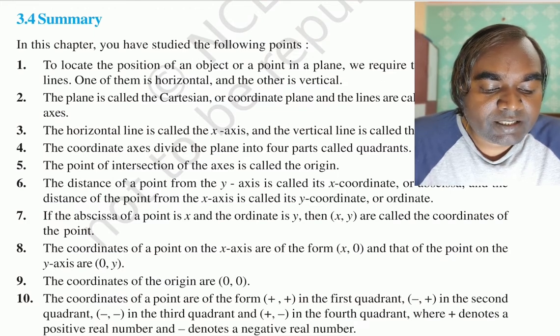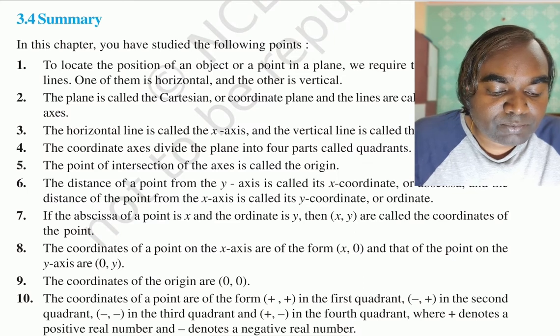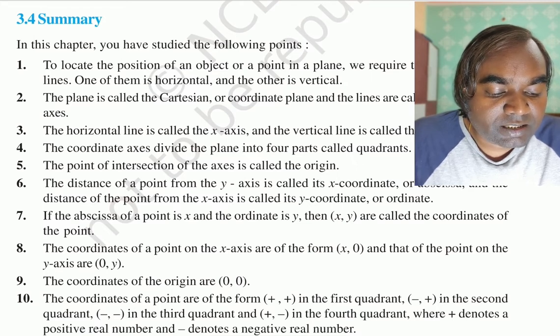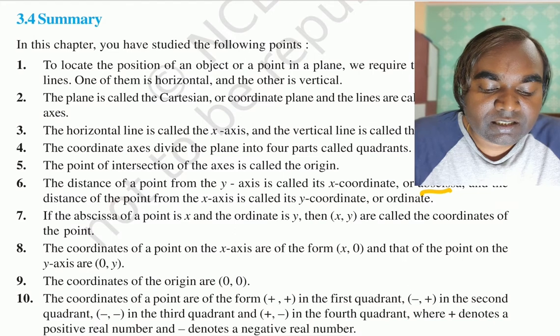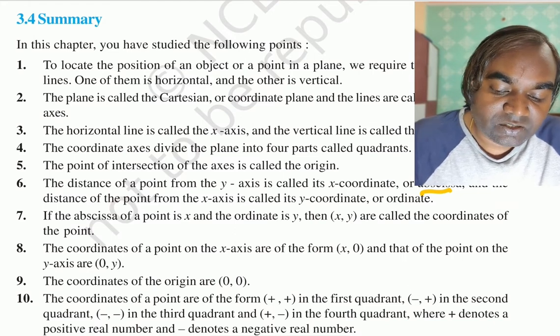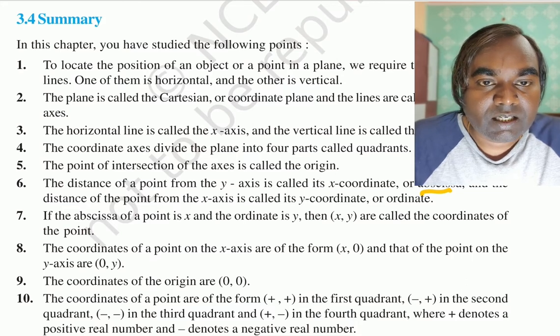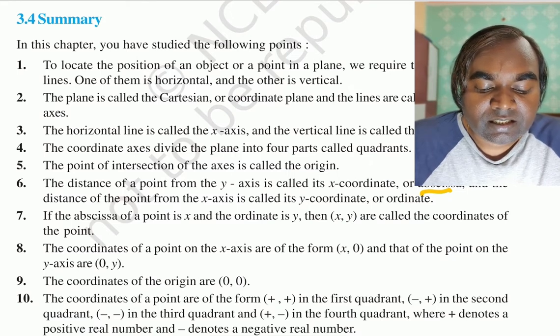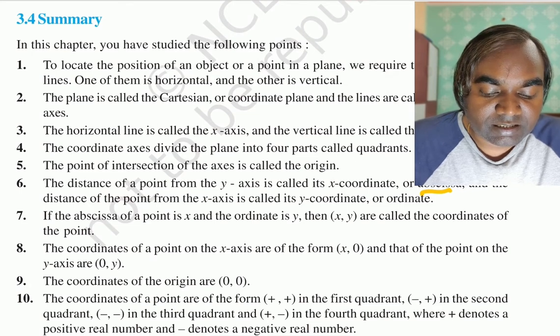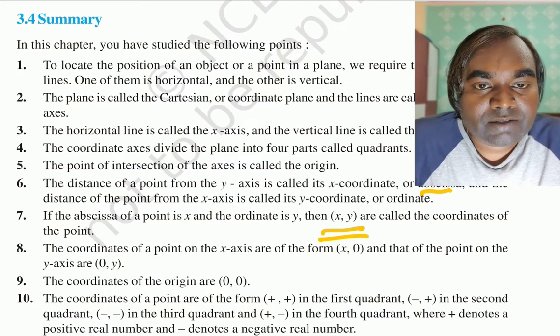The distance of a point from the y-axis is called its x-coordinate or abscissa. So suppose this is the point with coordinates x and y. If you want to measure the distance of the point from the y-axis, that will be this, and this is called the abscissa, that is along the x-axis. Correct? And the distance of the point from the x-axis is called the y-coordinate or ordinate. So basically when you want to measure the distance from the x-axis, that will be along the y-axis, and it is called the ordinate or y-coordinate. If the abscissa of a point is x and the ordinate is y, then these are called coordinates, and they are denoted by (x, y) and called the coordinates of a point.